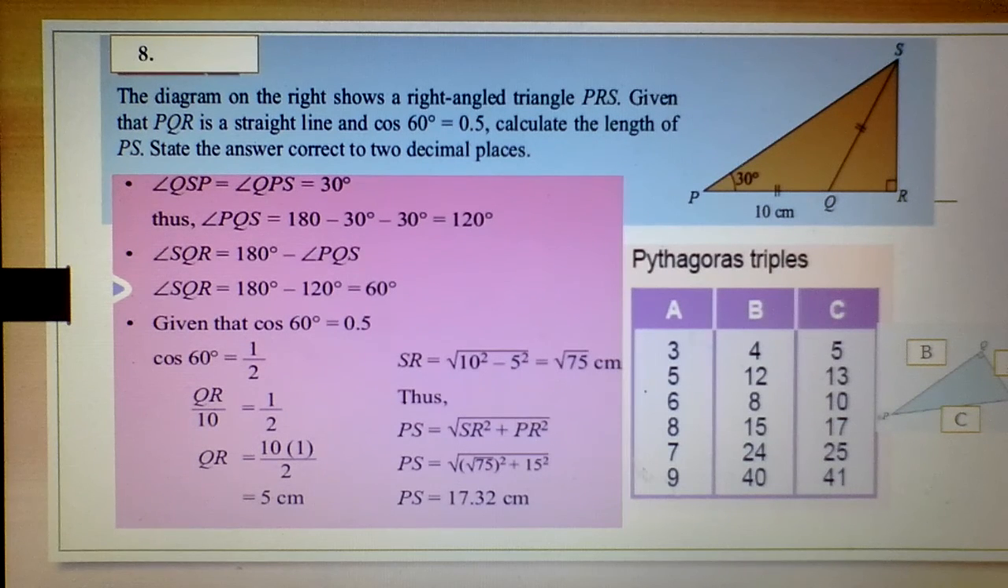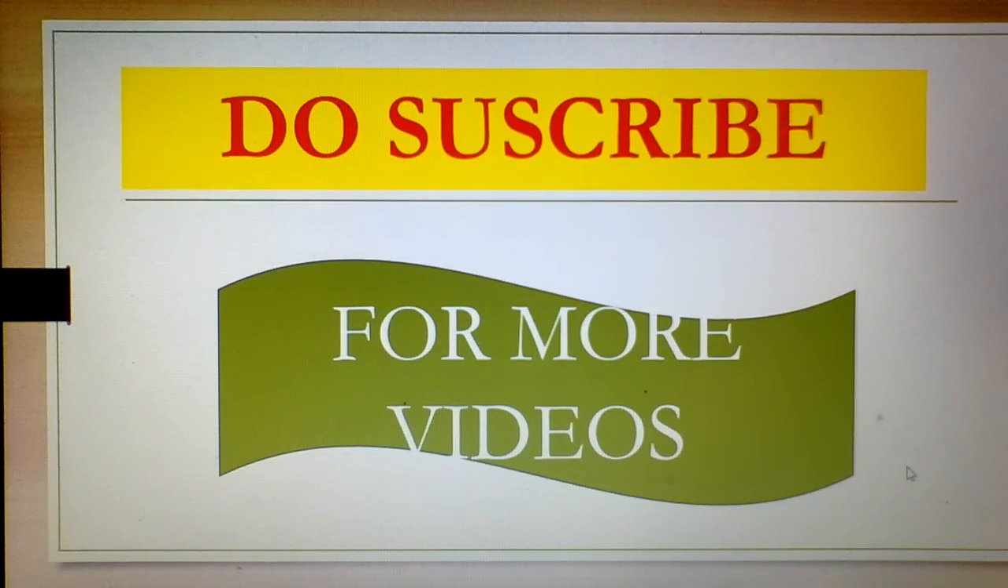Okay, you can refer to some of the combinations for Pythagoras triples. Refer to this one. This is the hypotenuse C, and A and B. If you refer to the values, you can get triples like 3, 4, 5, 5, 12, 13, 6, 8, 10, 8, 15, 17, 7, 24, 25, 9, 40, 41. If you can memorize, better. If you cannot memorize, then use Pythagoras theorem. Okay, so that's all for this part.